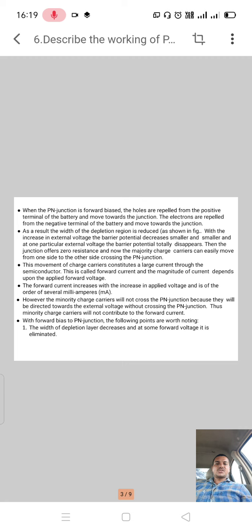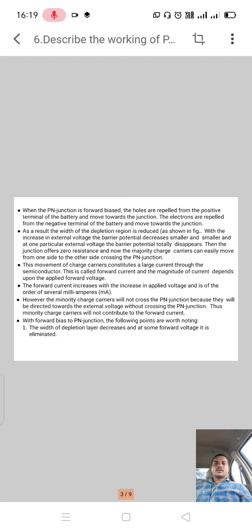This movement of charge carriers constitutes a large current through the semiconductor. This is called forward current, and the magnitude of the current depends upon the applied forward voltage. The forward current increases with the increase in applied voltage and is of the order of several milliamperes.